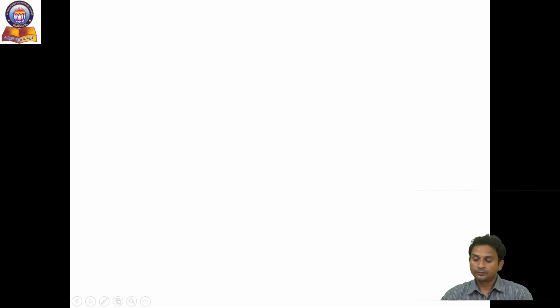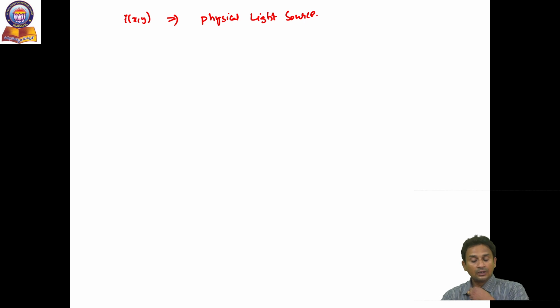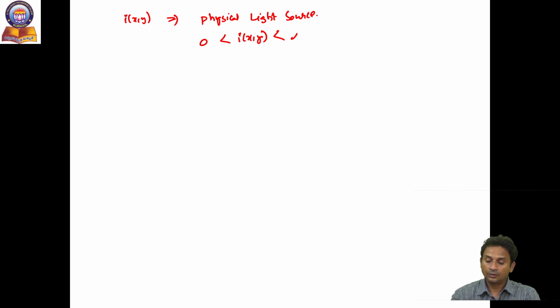Yes. Now let us see what are the limits for these illumination and reflectance components. The I of xy, the amount of illumination that is falling on the object in the scene, completely depends on the physical light source. Since it is a physical energy, I of xy values must be non-zero and finite. So I of xy must be between 0 and infinity.